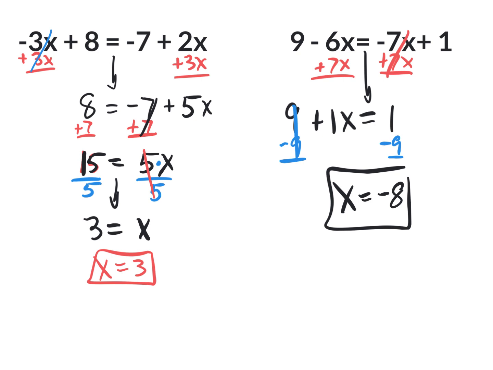Anyway, again, it's the same as before. You want to get x by itself on one side, but you recognize that there are x's on both sides. So get rid of one of them. That way you can have x on one side and then you can isolate it.